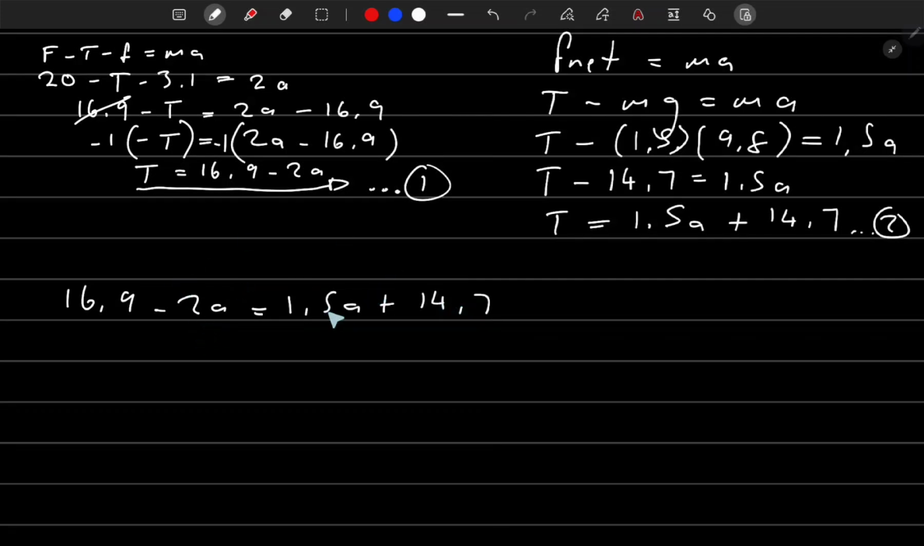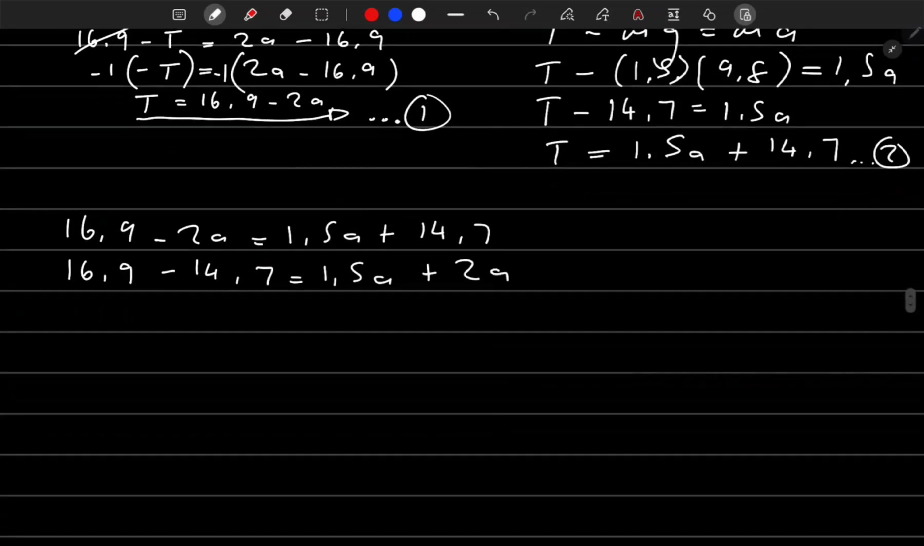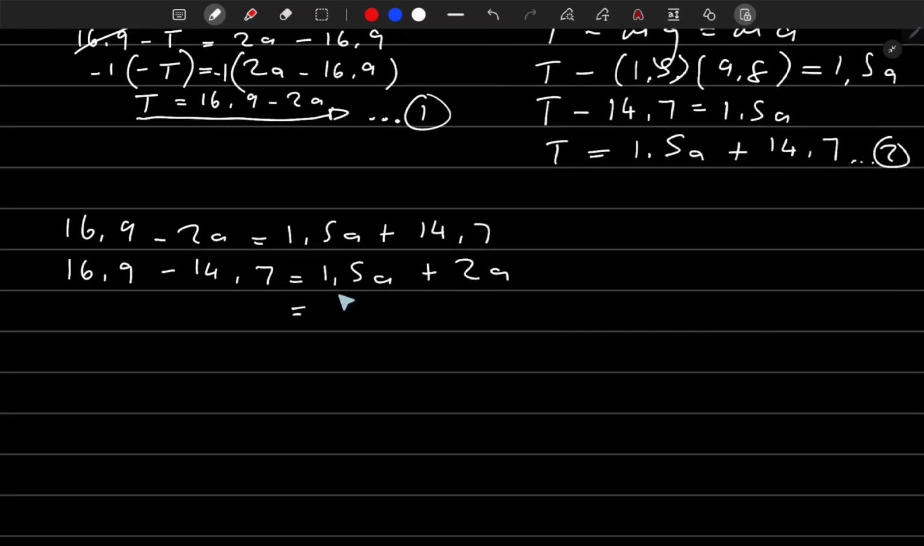So this will be then 16.9, and then we take this 14.7, it becomes a minus 14.7, and we equate it to 1.5a, and then we add 2a. So on the right, you can see that it's going to become 1.5 plus 2, that is 3.5a. And on this particular side, it's going to become 2.2, because 9 minus 7 will give us 2, and then 60 minus 14 gives us 2. So this is going to be 2.2. So 2.2 is equals to 3.5a.